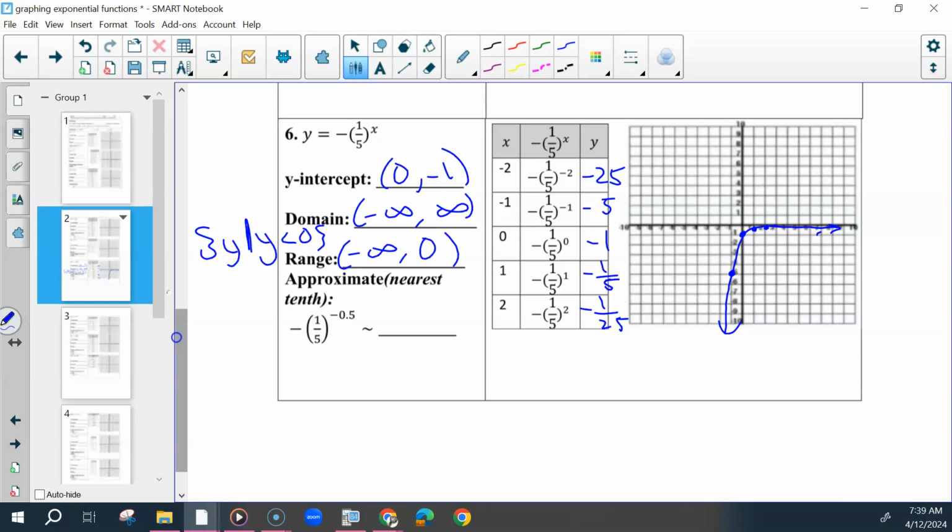Before you try this in your calculator, if we were to approximate negative 0.5, what do you think that would be in your step? I'm going to say negative 2.5, negative 2.6, something like that. What is it actually? Negative 2.23. Negative 2.23.